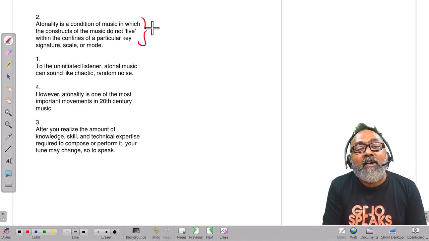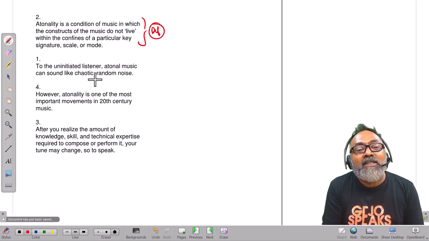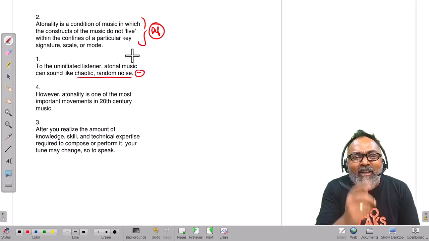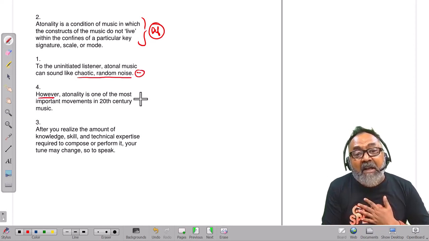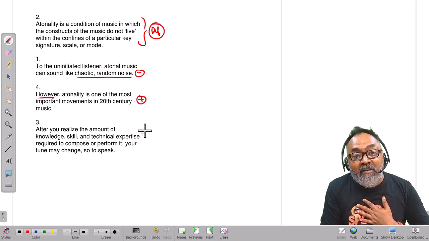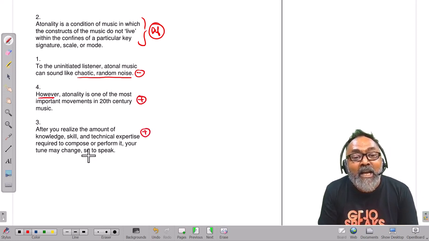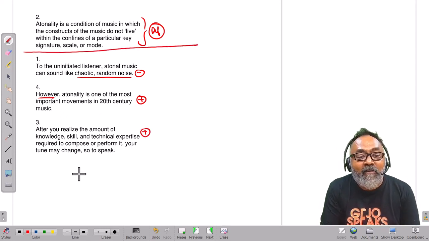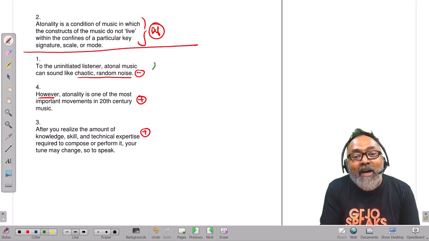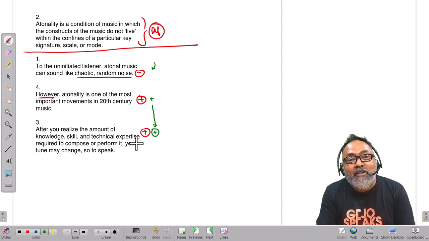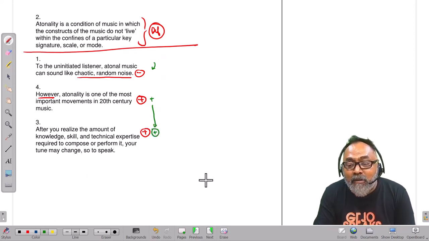What is the definition? To the uninitiated listener, atonal music can sound like chaotic, random music. The author is now saying that you may think it is bad. However, it is amazing. After you listen to it, you will change your tune. So this is the definition given, and then it says you might think it is bad, but it's actually awesome because of this. You will also change. That's it.